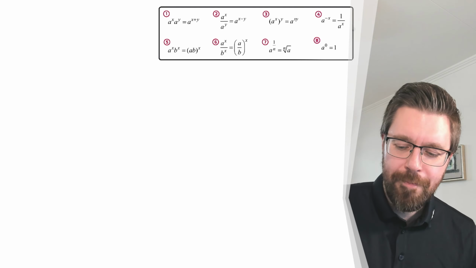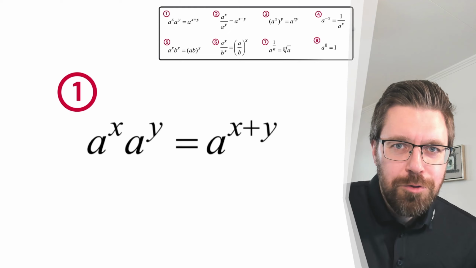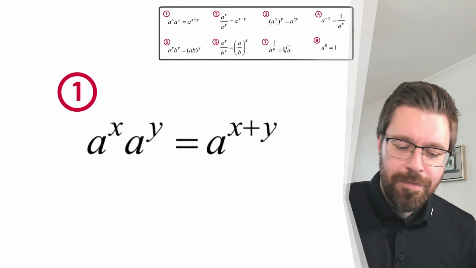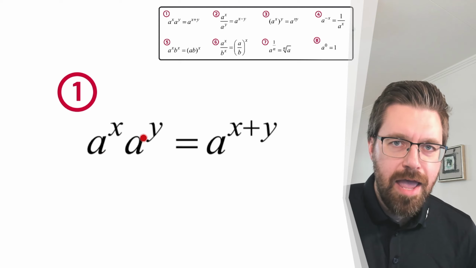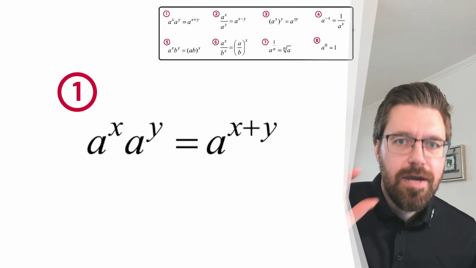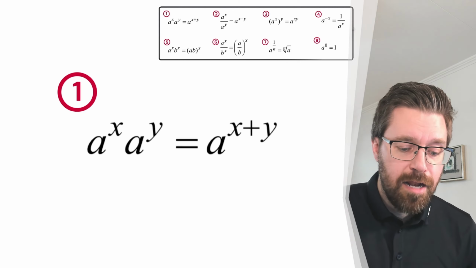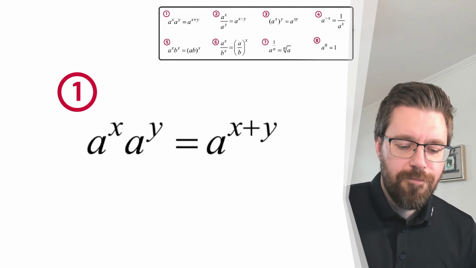So, rule number 1. The rule is when we multiply 2 powers with each other and we have the same base on each power. The same letter A is used here, and that tells me that we need to have the same number in the bottom. And then it tells me that we can add the exponents and write it like this.